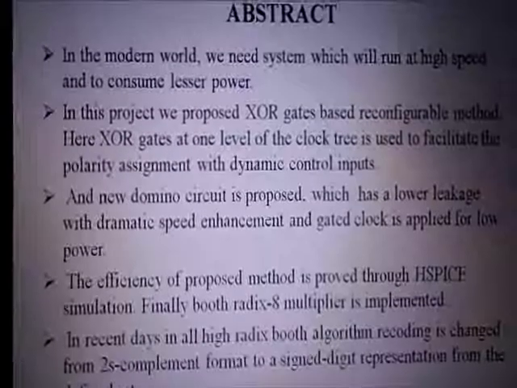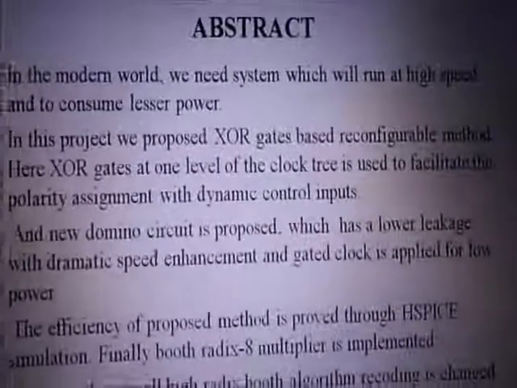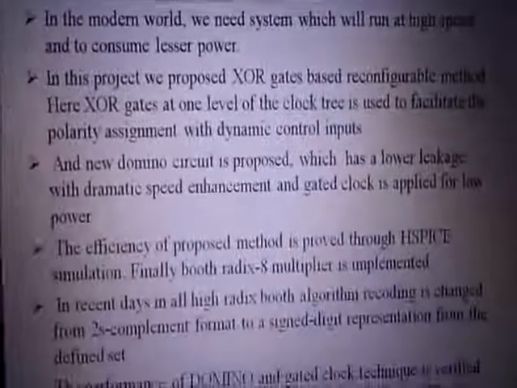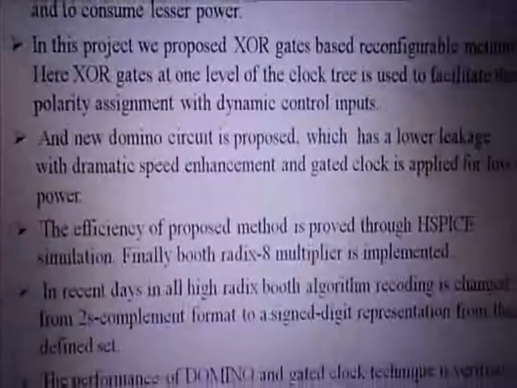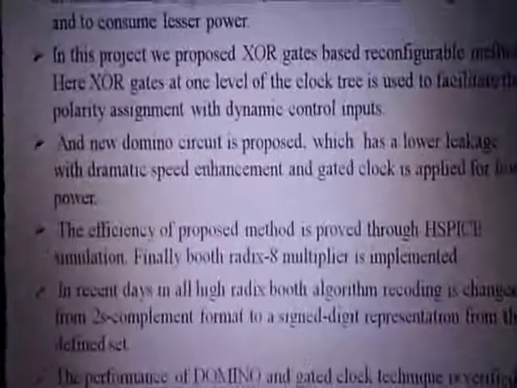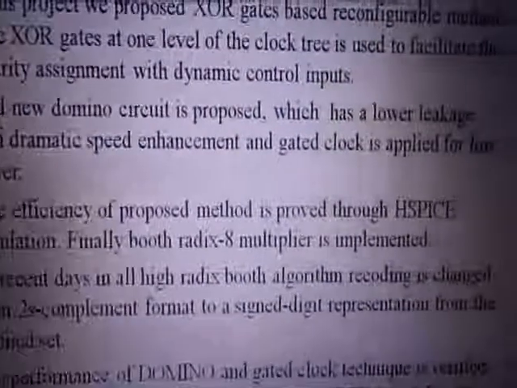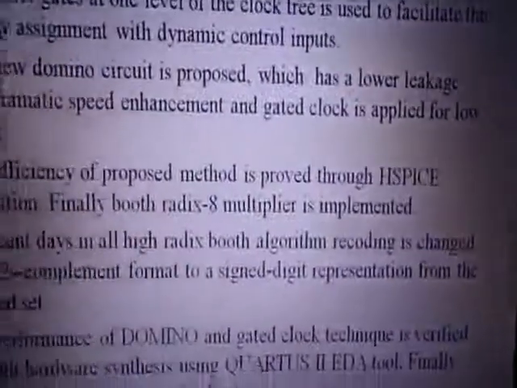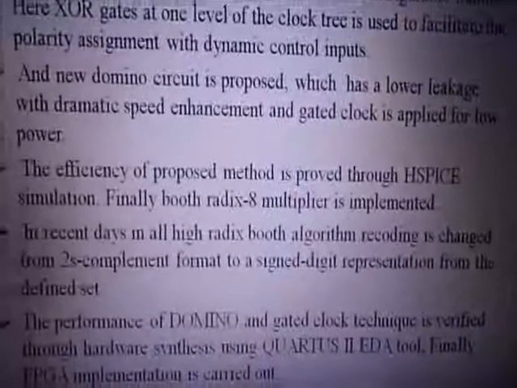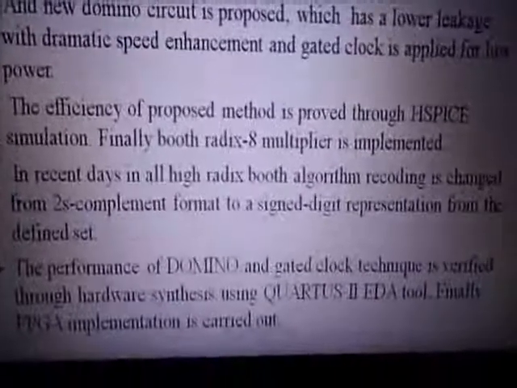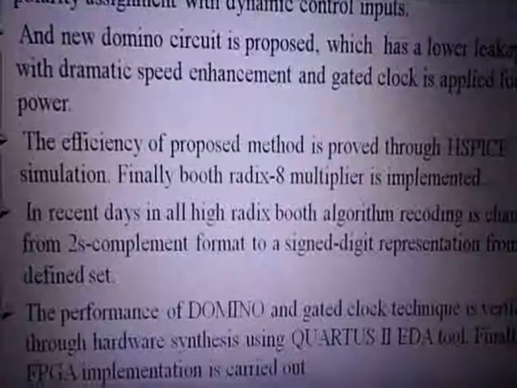accumulation. Abstract. In the modern world, we need systems which will run at high speed and consume low power. In our project, we propose an XOR gate based reconfigurable method. Here the XOR gates are operated at one level of the clock tree. It is mainly used to facilitate the polarity assignment with dynamic control inputs. A new domino circuit is proposed which has a lower leakage with dramatic speed enhancement, and gated clock is applied for low power. The efficiency of the proposed method is proved through H-spice simulation. Finally, Booth radix multiplier is implemented.